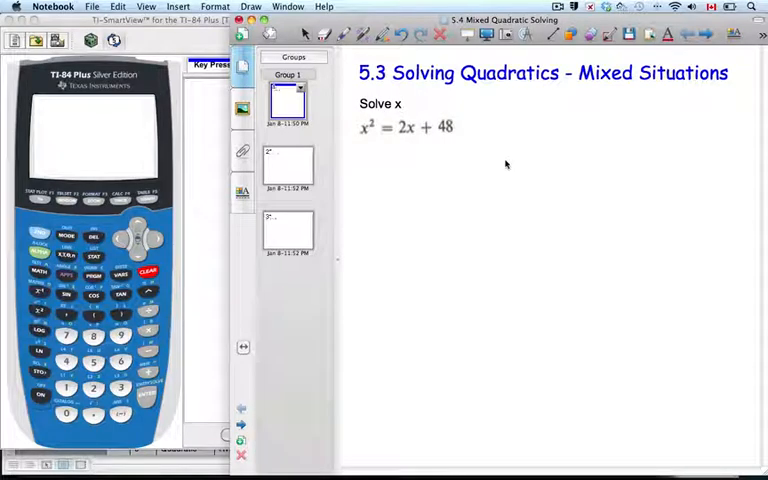However, this time we don't know which method is going to be the most appropriate method, and the quadratics aren't always set up nice and easy for us. So let's consider this first one. We've got x squared equal to 2x plus 48.